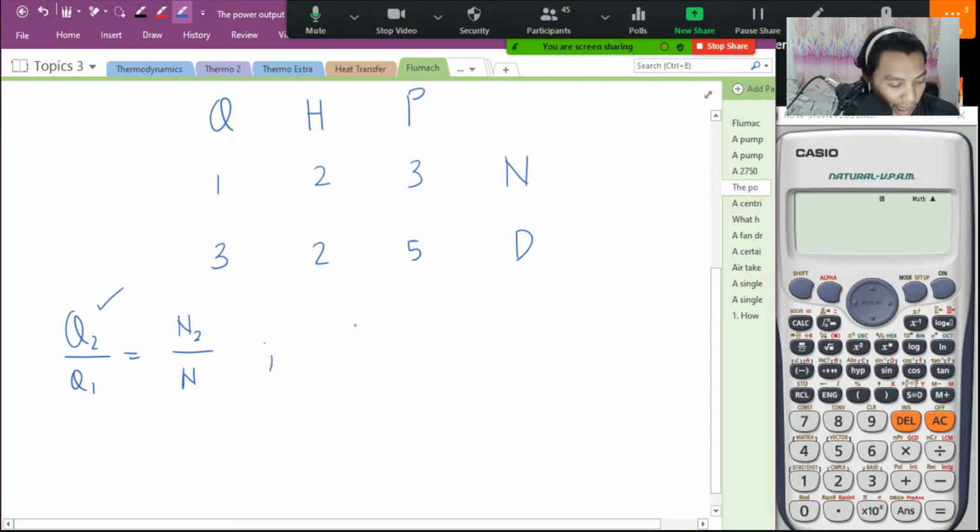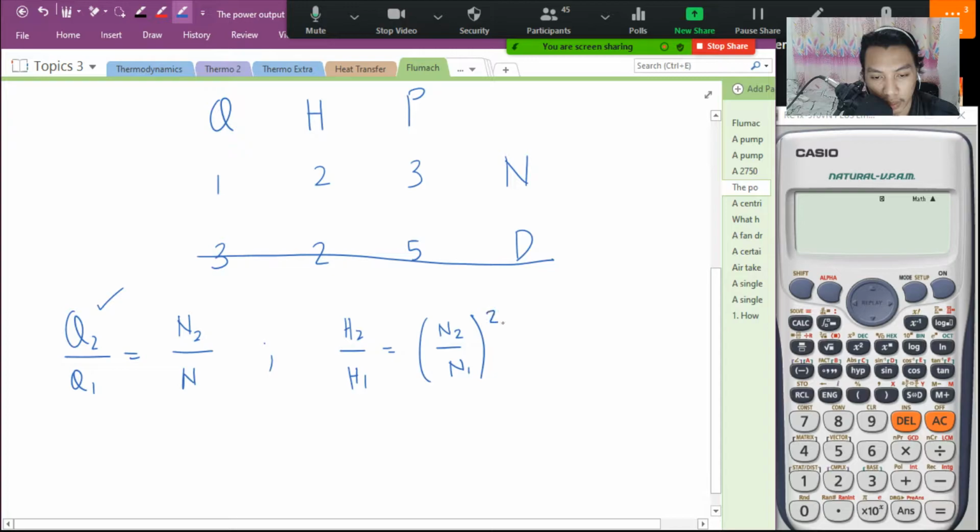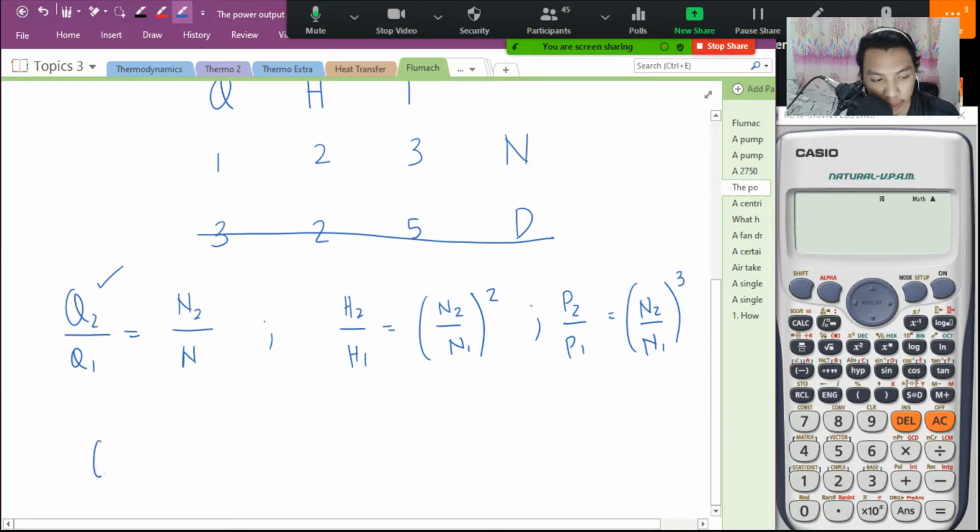Ano pa yung isa? H2 over H1 equal to, cancel na to ah. Dito lang tayo: N2 over N1 squared. Tapos yung may isa, dito na, P. So, P2 over P1 equal to N2 over N1 cube. Yun.